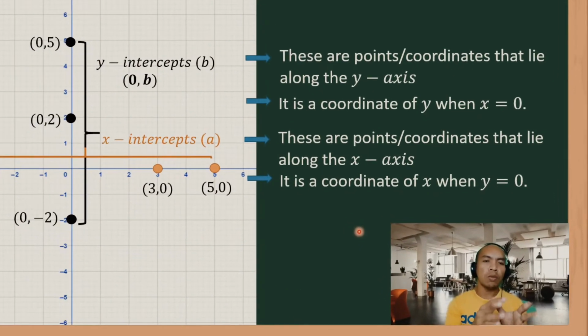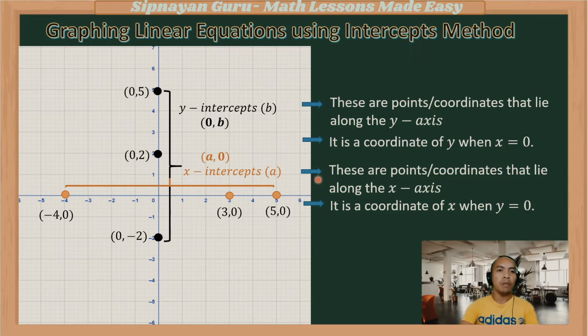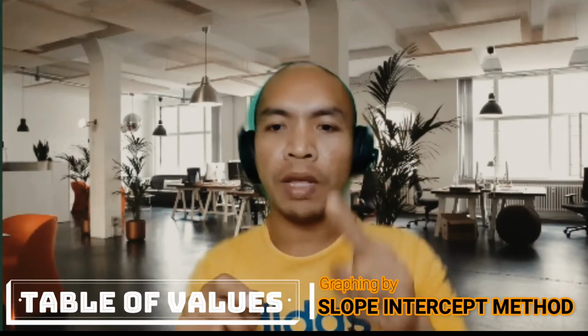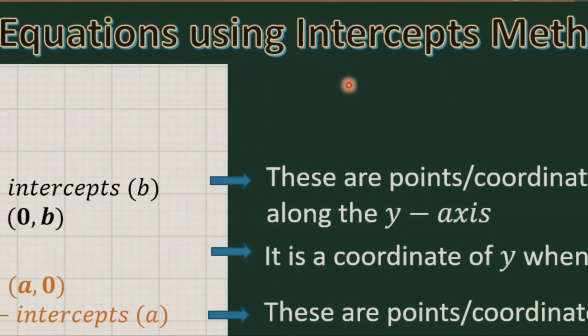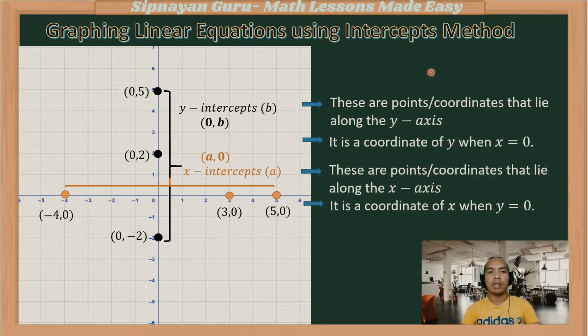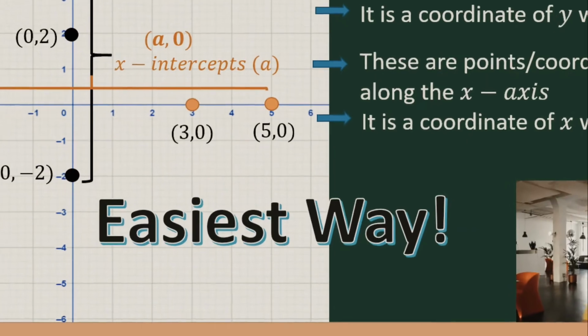Now, how are we going to relate this concept in our new lesson in graphing the equation of the line? In this video, we'll be discussing how we are going to graph a linear equation using the intercepts method. In graphing a linear equation, we can do it using the table of values, using the slope-intercept method, and thirdly, graphing the linear equation using the intercept method. Among the three methods, graphing a linear equation using the intercept method is considered the easiest way.